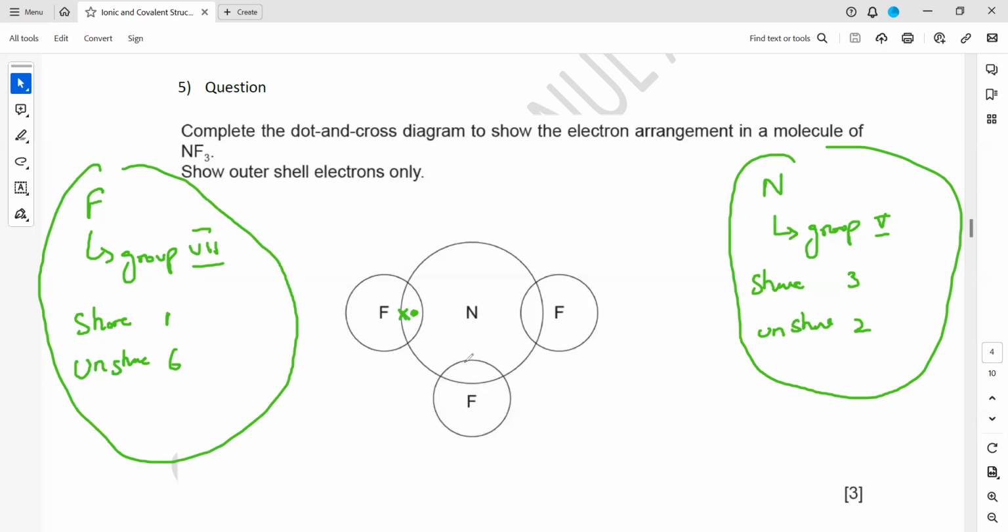So fluorine shares 1, nitrogen shares 1, three times over. Unshared on nitrogen will be 2 and unshared on each fluorine will be 6. And you have to draw this for each of them. So this is the structure of nitrogen trifluoride.